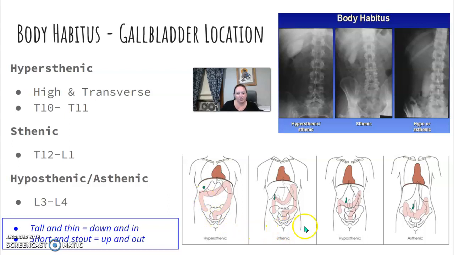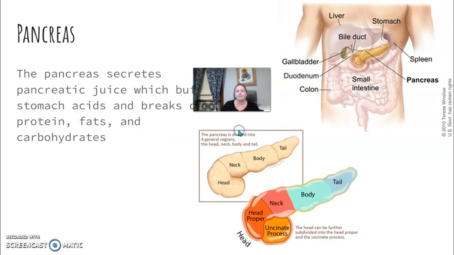And then your sthenic patient, which is your average patient, the gallbladder is going to sit about T12, L1. And then the hyposthenic, asthenic patient that's tall and thin, everything goes down and in. So you're going to be down at the L3, L4 level. So just remember that body habitus. If it specifies body habitus in your question, I need you to think, where is that gallbladder going to sit?